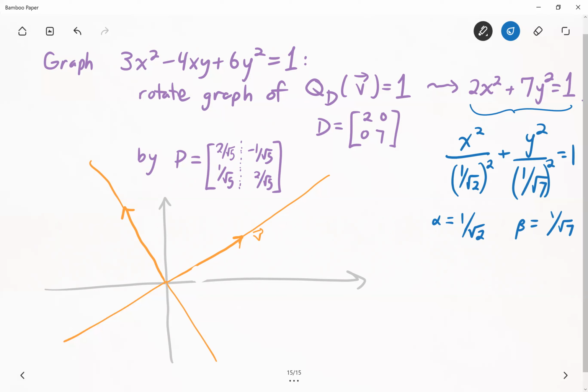1 over radical 2 is about 1.4. Let's see, 1 over radical 7, I'm dividing by a larger number, so that's going to give me a smaller result. And so again, not perfectly to scale. You know that this length here is going to be 1 over radical 2. This length here will be the smaller 1 over radical 7. And again, it's an ellipse. It's nice and symmetric around the origin.